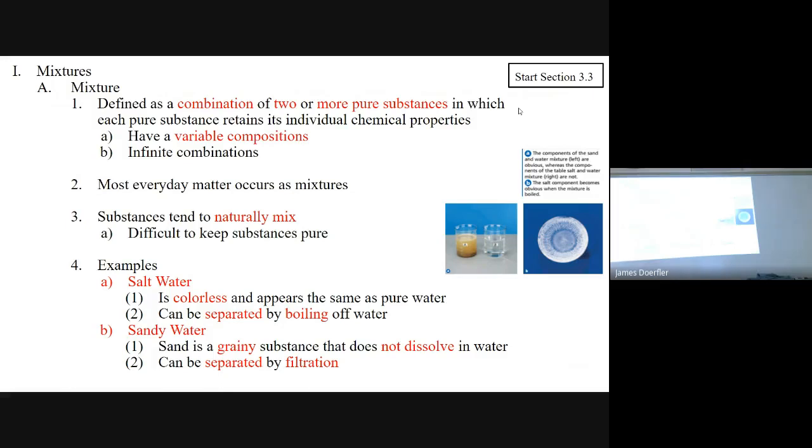But sandy water is the complete opposite of salt water. Sand is grainy, does not dissolve in water, which is a good thing. Otherwise, we would not have beaches. But we can still separate sandy water, and that's through a different means. We can use filtration. We're going to talk about various methods of separation today as well.